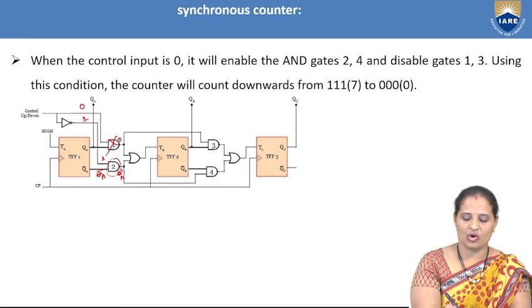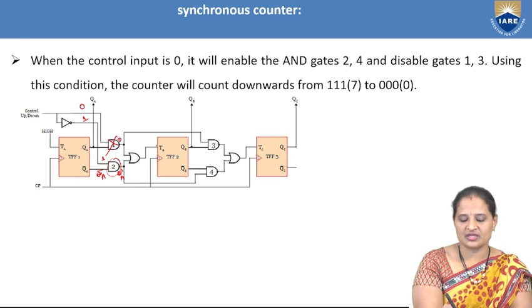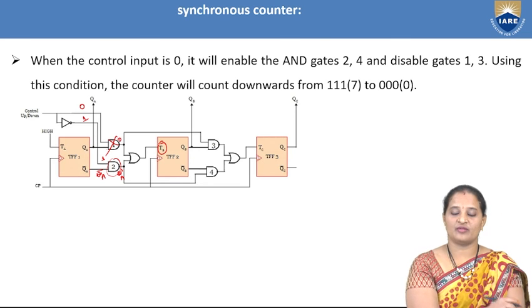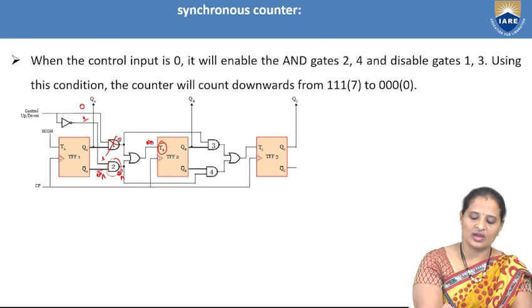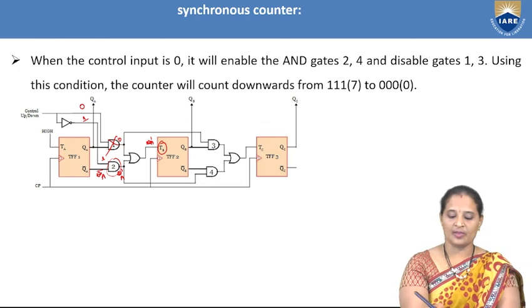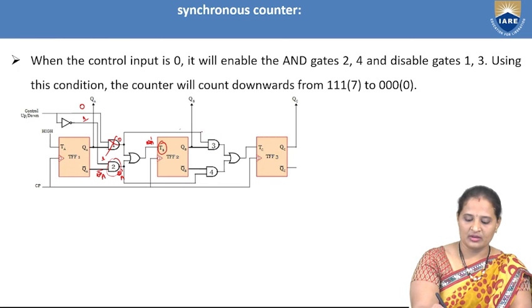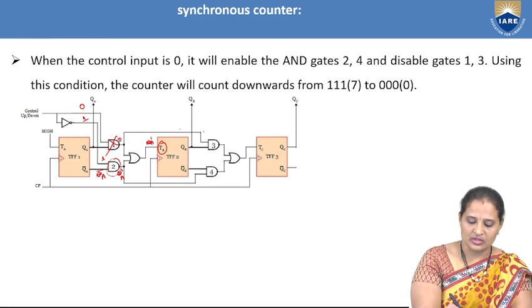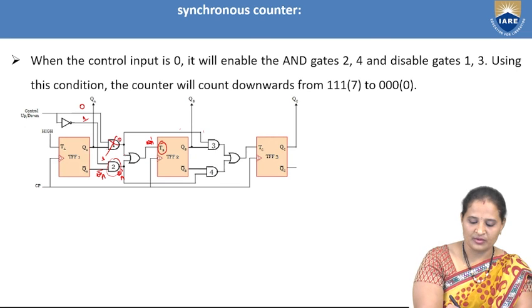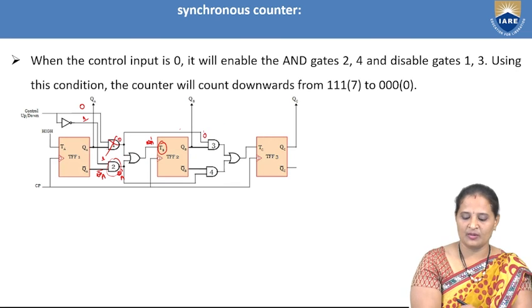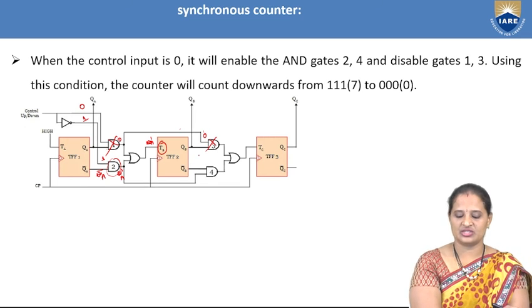So this is QA complement. So the QA complement is given as input to the toggle flip flop. So what are we getting here? QA complement. Okay, next up. Here what happened? Here it is 0. So as it is 0, now this is coming as 0 here. So again this gate is disabled.